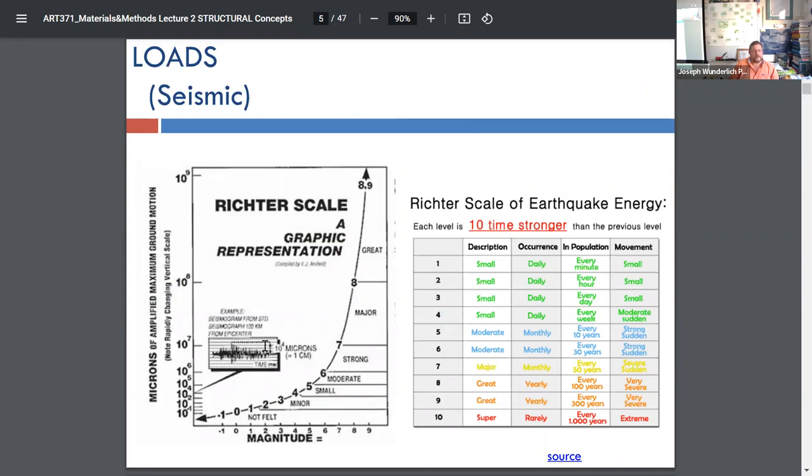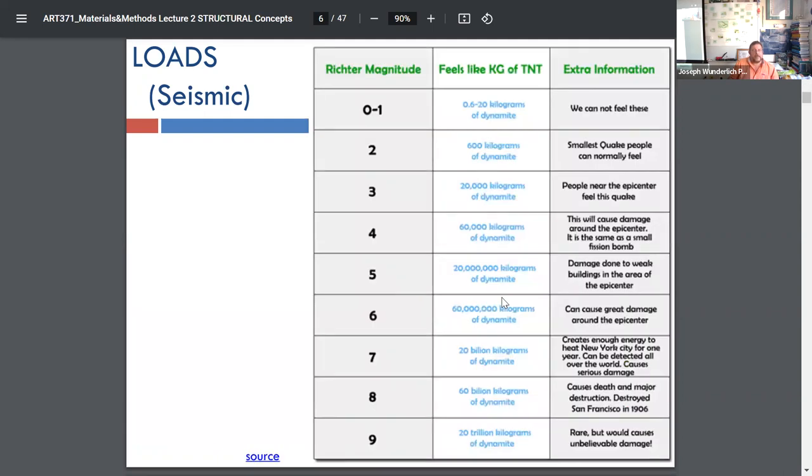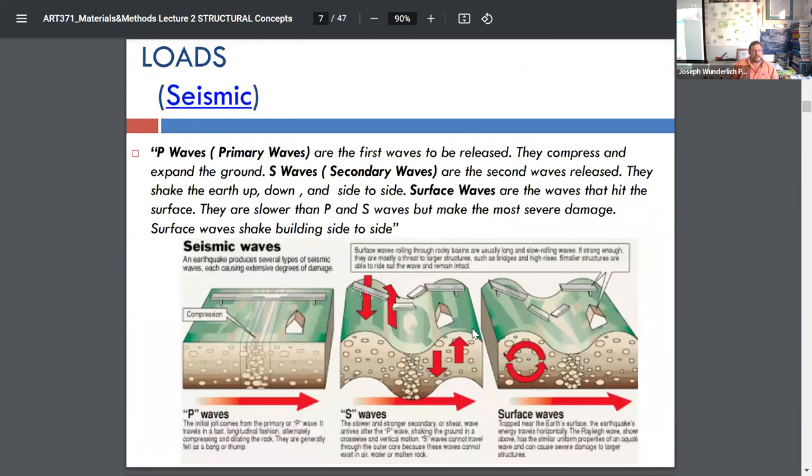The Richter scale is a logarithmic scale. So an 8 is much stronger than a 7, and a 7 much stronger than a 6. There's also a comparison of what it feels like to tons of dynamite. Seismic activity is P waves and S waves. The P wave is first. If you've ever felt an earthquake, it feels like a thrust on the building and then vibrating after that. They compress and expand the ground as they travel. And there are surface waves.